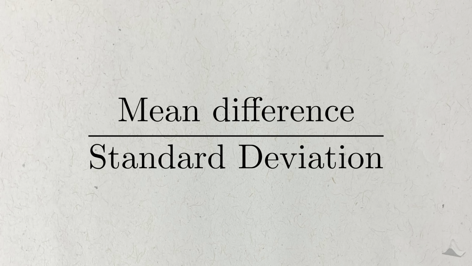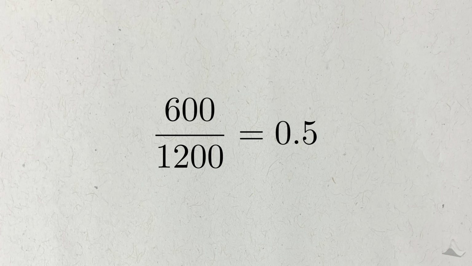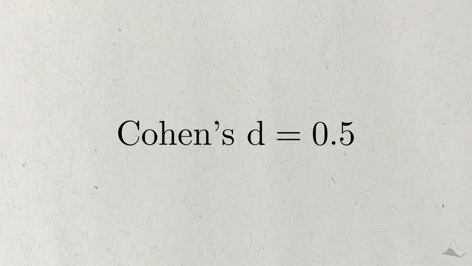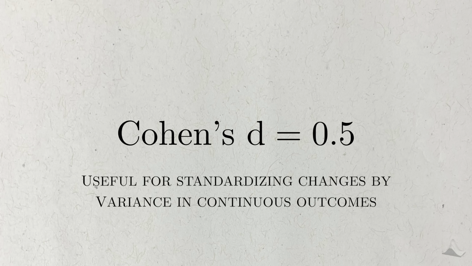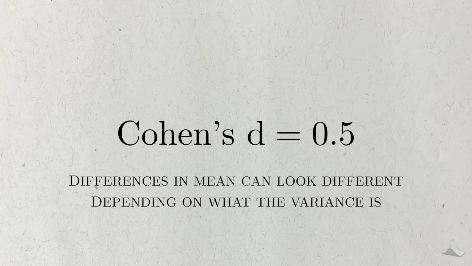If we divide this mean difference of 600 by the standard deviation of 1200, it gives us an effect size of 0.5. This is also known as Cohen's d. Effect sizes are useful here because we're working with continuous data. The scale of mean differences depends on the variance of the data.